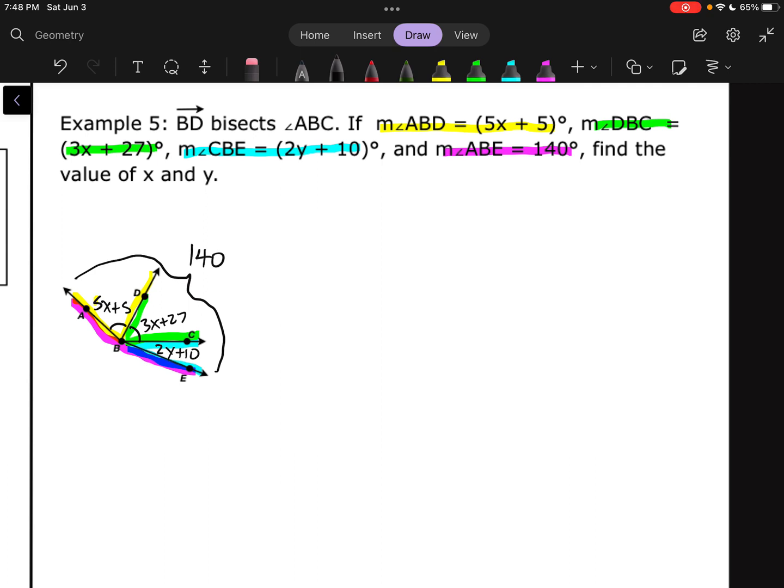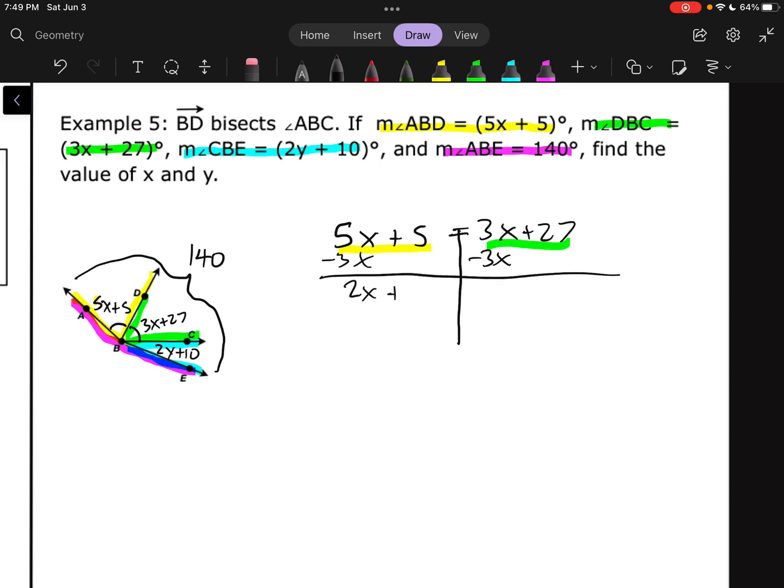Okay, we got a lot going on here. We want to find the value of x and y. Now, the first thing that jumped out to me is that bisector, because we know a bisector splits things into 2 equal parts, where we can do part equals part. And those 2 parts were 5x plus 5 and 3x plus 27. It was angle ABD and angle DBC. That was the result of us bisecting angle ABC. So let me start there. That's going to give me a way of solving for x. So if I subtract the 3x, I get 2x plus 5 is equal to 27.